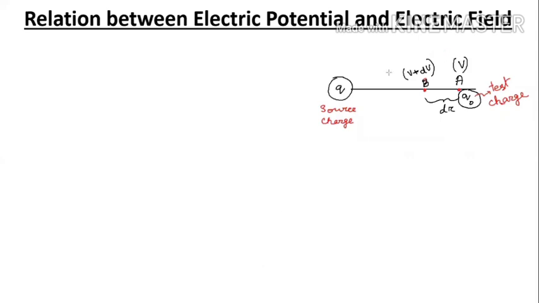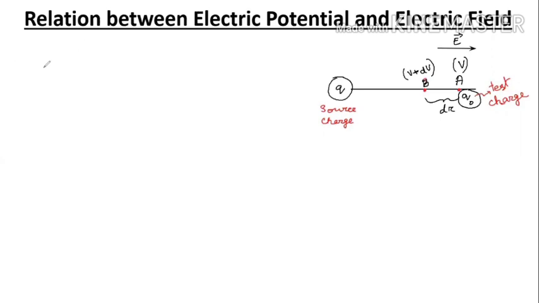So we are having electric field in this direction. Okay, so this is my electric field E. And the charge is moving opposite or against this electric field E. That means when this charge Q naught is moving against this electric field E, we understand that this charge Q naught is doing some work against this electric field E. Okay, so based on how much work this Q naught is doing, we'll be finding out the relation between electric potential and electric field.